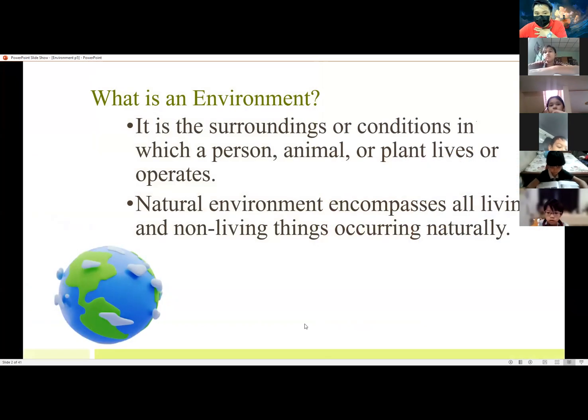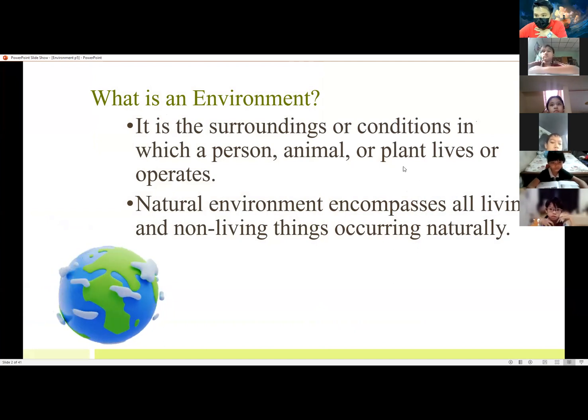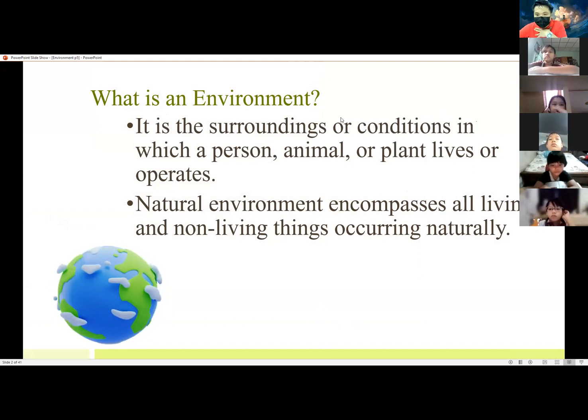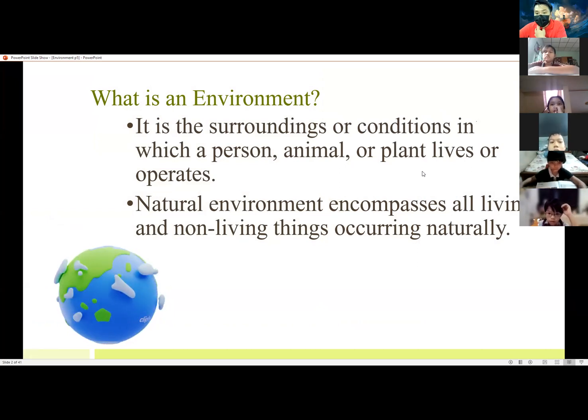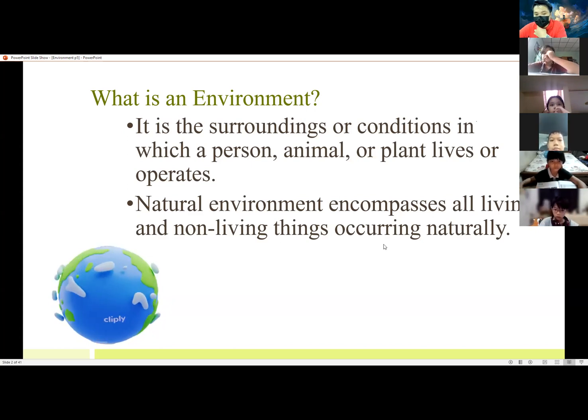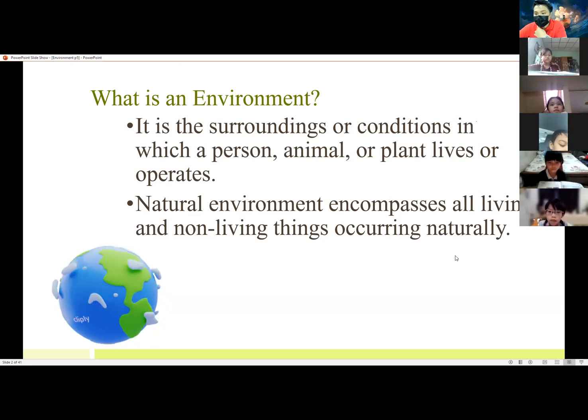So what is the meaning of environment? It is the surroundings or conditions in which a person, animal, or plant lives or operates. So every living thing in the world is surrounded by the environment. Even inside your room, that is your environment. Every living thing has its own shelter. The natural environment encompasses all living and non-living things occurring naturally.